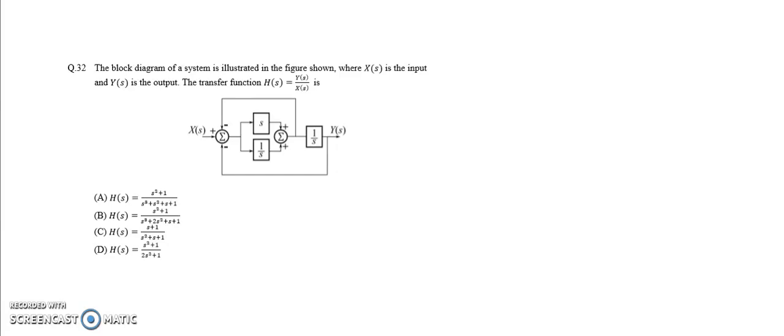It is a GATE 2019 problem, and this problem is regarding the subject control systems. And the subtopic is block diagram reduction. It's almost a direct problem, so most of the students can directly solve this one.